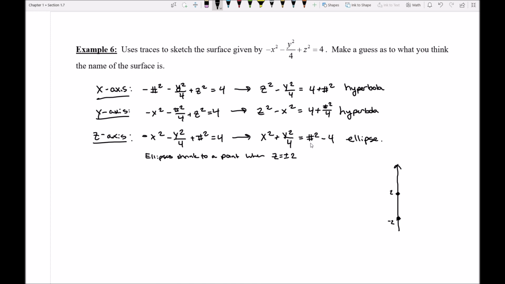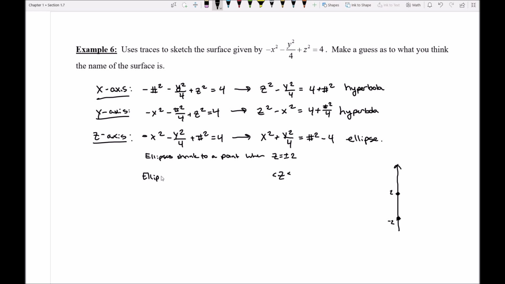Notice that if my value of z is too small, this right-hand side of the equal sign is actually going to become a negative number. Say, for example, if I plugged in z as a 1. So if I did that, then I would get x squared plus y squared over 4 is equal to -3. And there are no values of x and y that I could plug into here to get this left side to equal -3. So what this is telling me is that there are times when my ellipses are not going to exist at all.